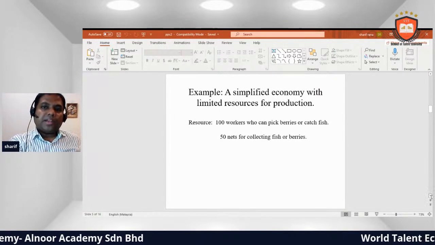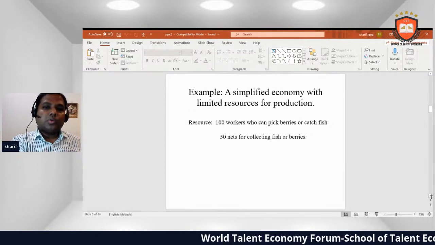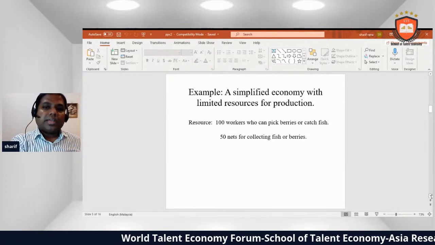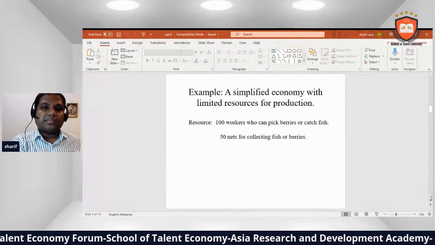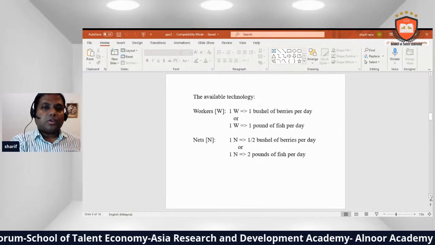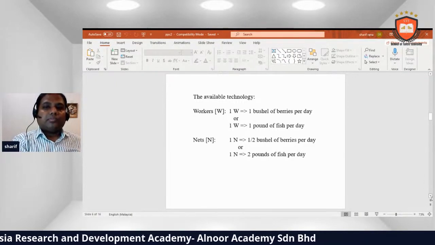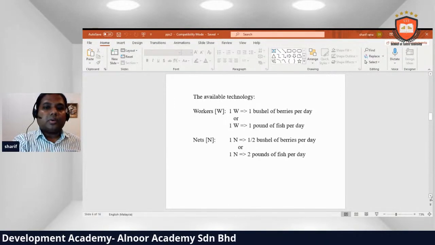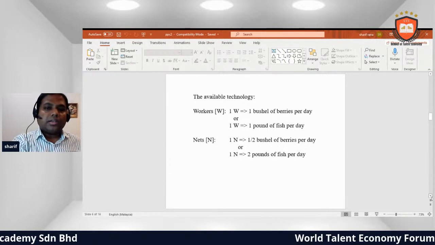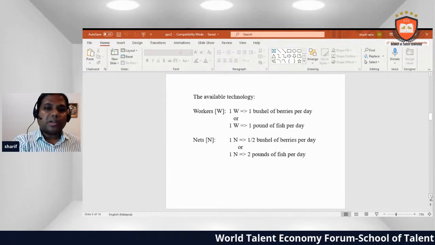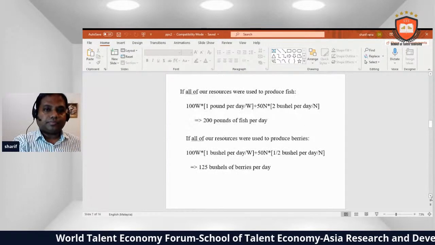Example: a simplified economy with limited resources for production. Resources: 100 workers who can pick berries or catch fish, and 50 nets for catching fish or berries. The available technology: 1 W equals 1 bushel of berries per day; 1 W equals 1 pound of fish per day; 1 net equals half a bushel of berries per day; 1 N equals 2 pounds of fish per day.